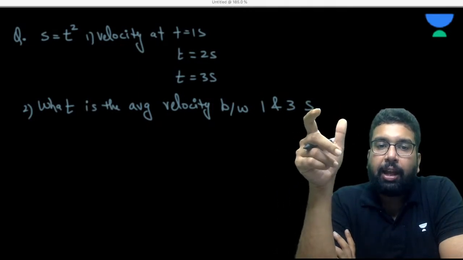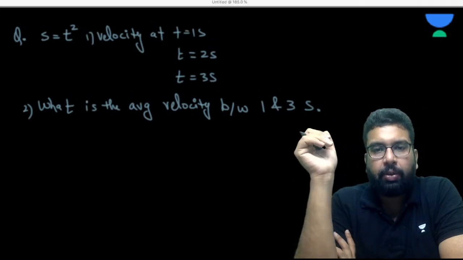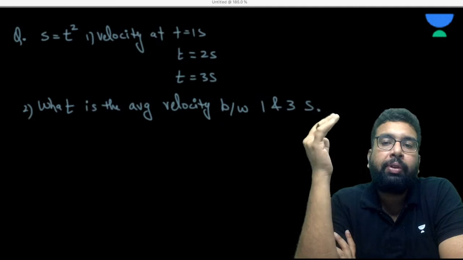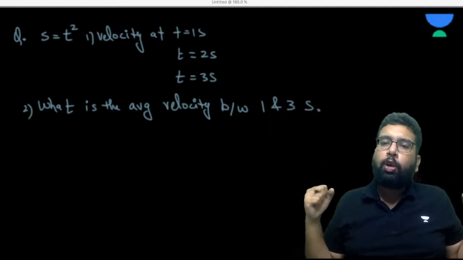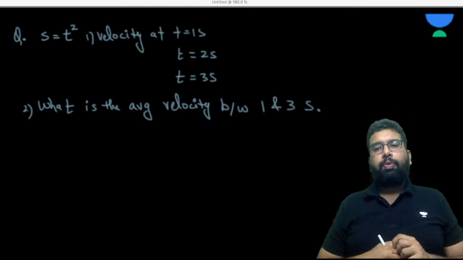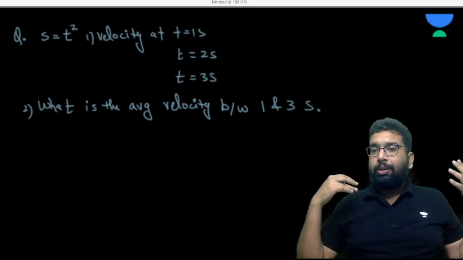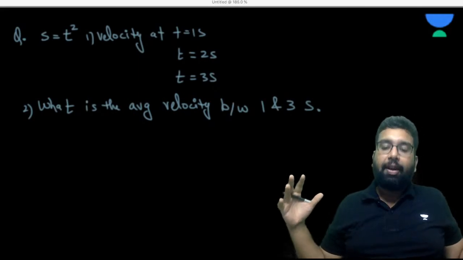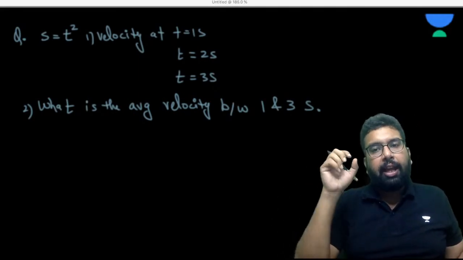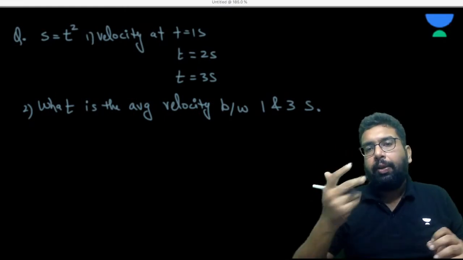And when they are asking the average velocity, it is the average velocity between 1 and 3 seconds. If average were not written, you would have calculated the average velocity. That is why you have to hold your concepts well. So what is the velocity between 1 and 3 seconds? They are referring to the average velocity because they have given you a span of time, a difference of time. So let's solve it.